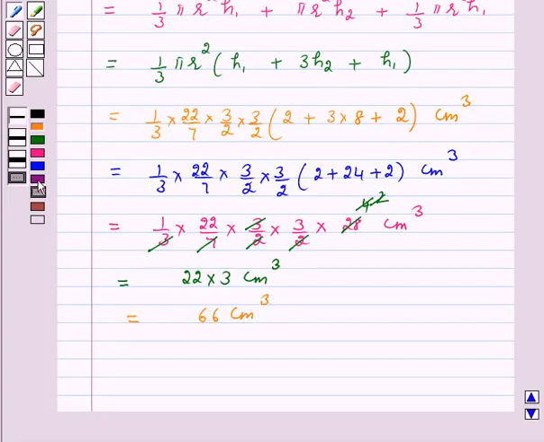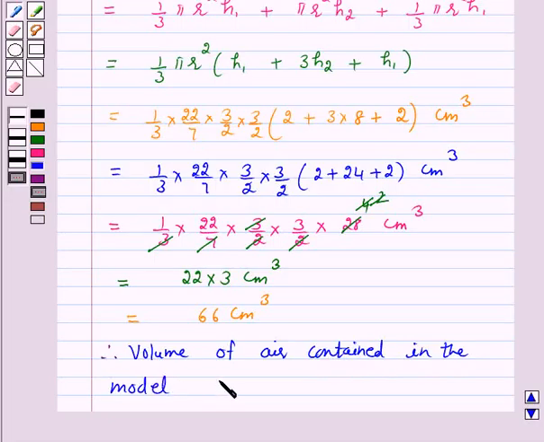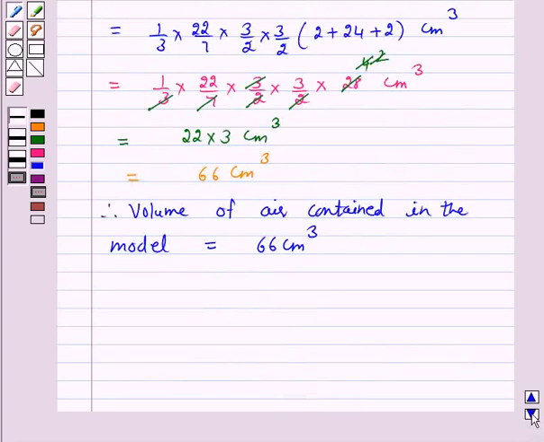Therefore, volume of the air contained in the model that Rachel made is equal to 66 centimeter cube. Hence, the answer for the above question is 66 centimeter cube.